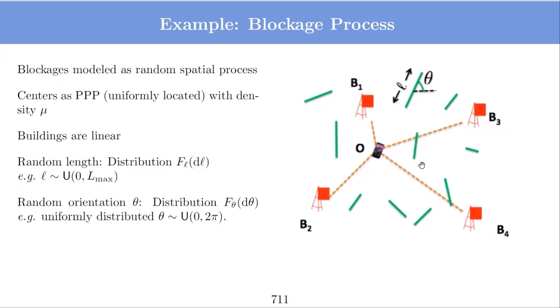Each blockage is modeled as a line, and the length of the line and the orientation of the line can be random, right? If we take random length, the distribution is given by F_L(dl). We can take, for example, L as a uniform random variable from 0 to some maximum length of blockages. Similarly, for random orientation theta, which can have some distribution, we can also take it as uniformly distributed between 0 and 2 pi.